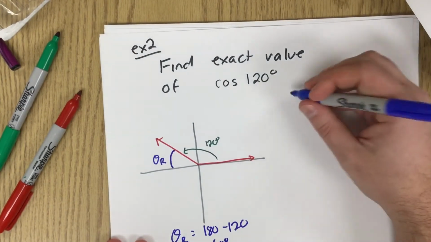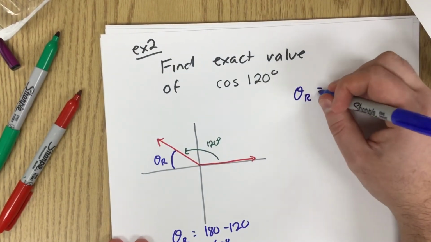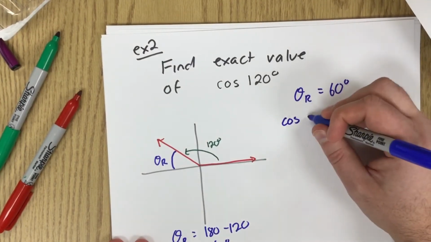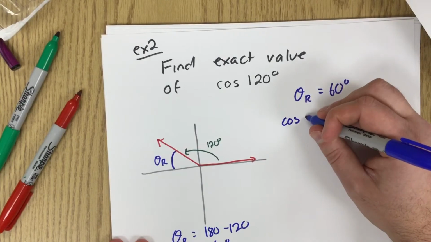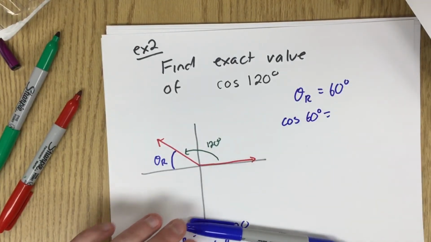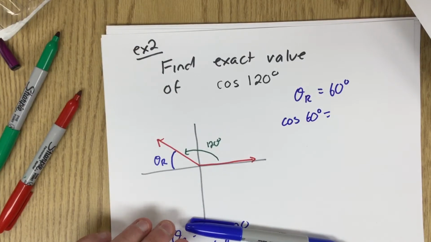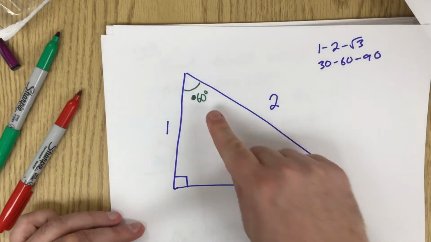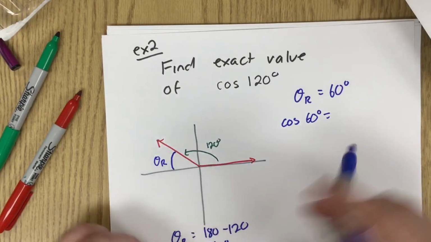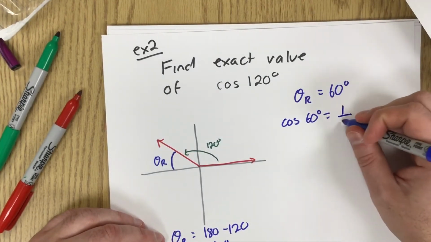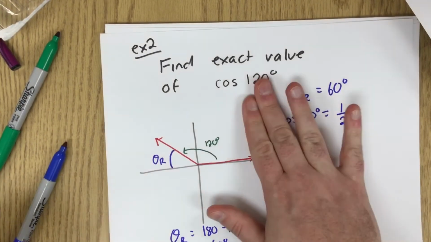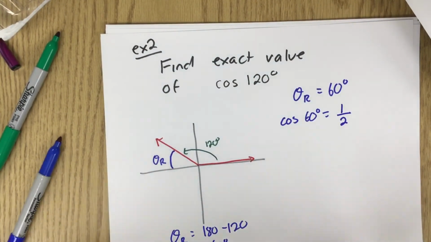So what do we know? We know that the related acute angle is 60 degrees. We know the cosine of 60 degrees. So we're going to have to get our other special triangle. The cosine of 60 is 1 over 2. So that's what the cosine of 120 is going to be equal to, a half, mostly.